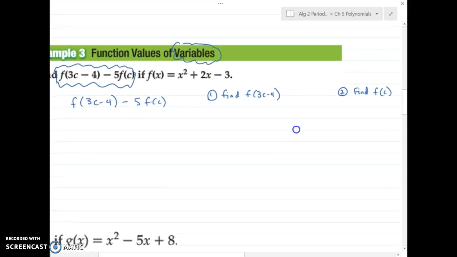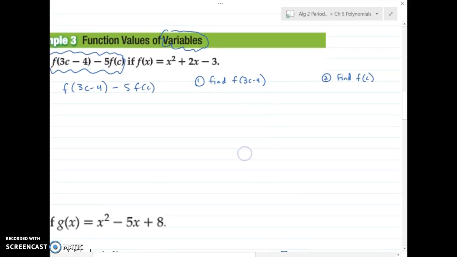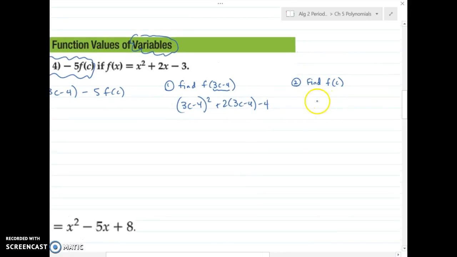All right, so we are going to plug 3c minus 4 everywhere we have an x. So we have (3c minus 4) squared plus 2 times (3c minus 4) minus 4. You're going to crunch that out. And then in the second part, you're going to plug in c everywhere there's an x. So you do c squared plus 2c minus 3.